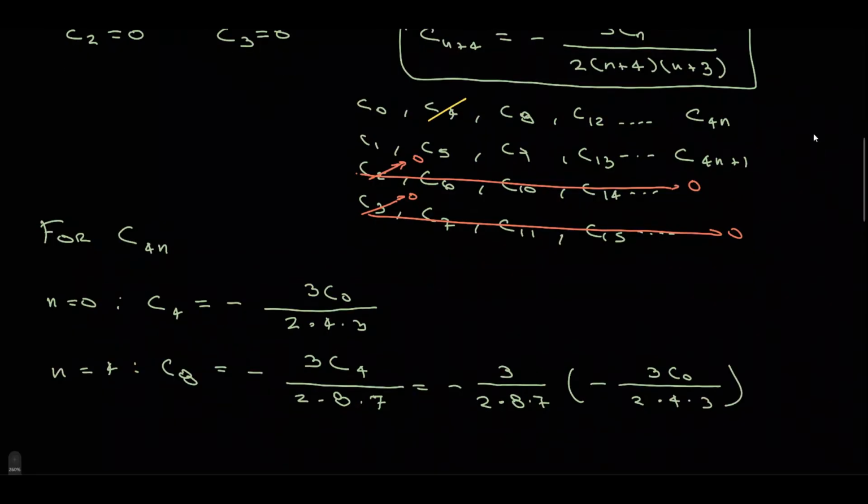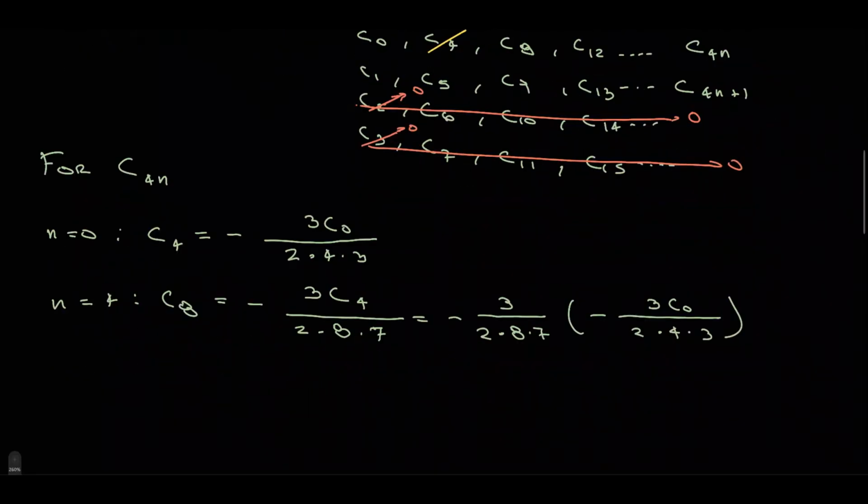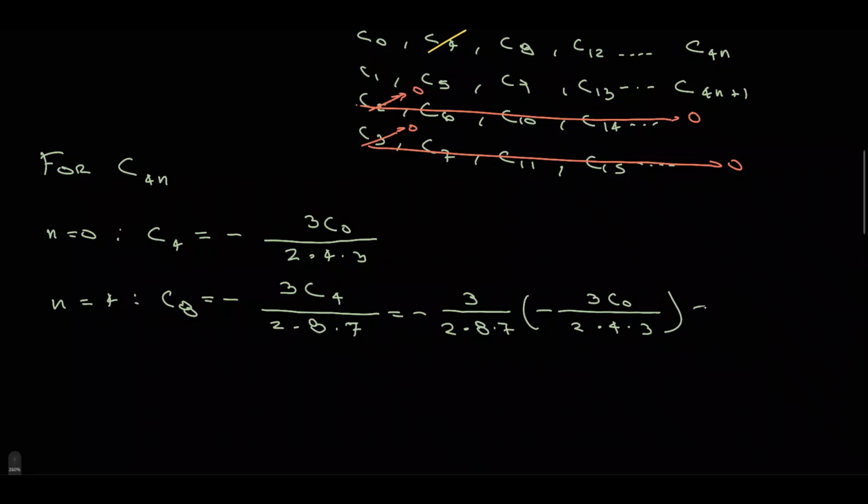All right? That reduces to positive 3 squared c sub 0, everything divided by, what do we have here? Did you see this 2 right here? Did you see that 2 over there? Make it a 2 squared. All right, and then that's going to leave us with 8 times 7 times 4 times 3.